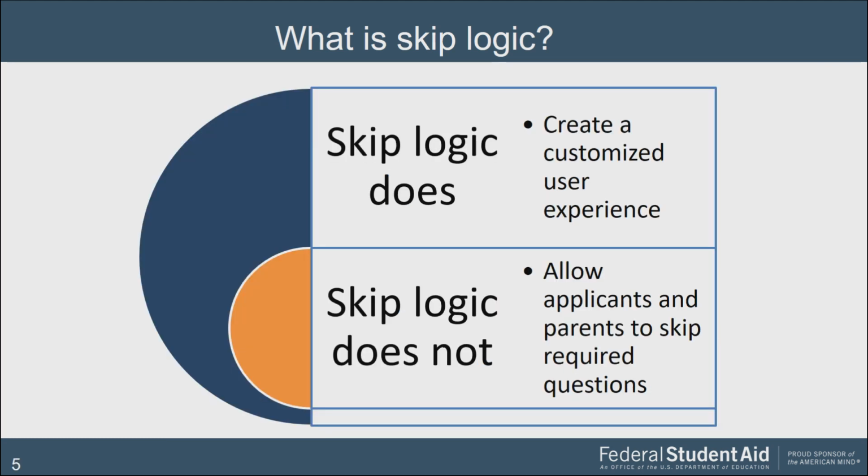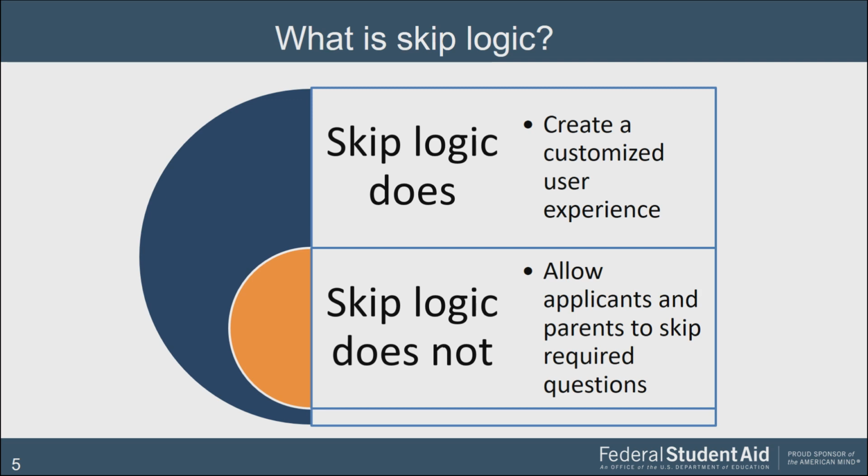So why do we do skip logic? I think the main reason is you get a customized user experience. Just like we've talked about, if we use skip logic, we're also asking them the minimal number of questions that we need to get the data on the FAFSA form. And because of skip logic, there are a multitude of paths through our products depending on how the family is filling out the actual form.